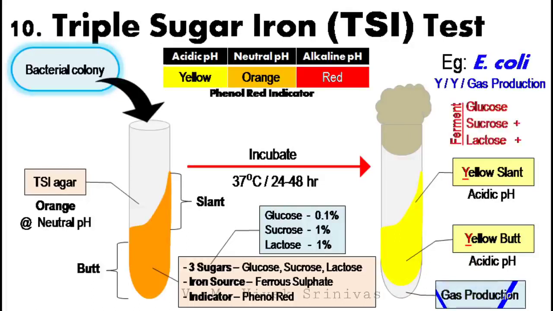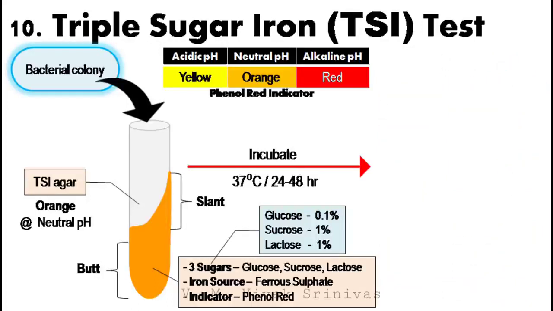Since E. coli ferments all the three sugars present in the media, a large amount of acid is produced, which turns the phenol red indicator yellow, both at the butt portion and at the slant portion. This type of reaction is observed in E. coli.